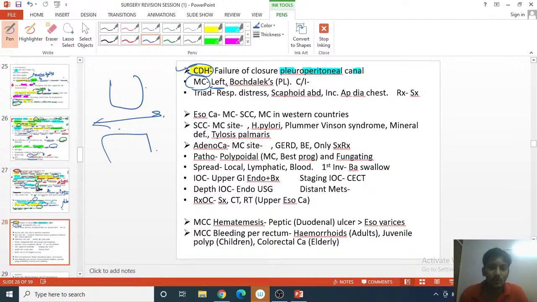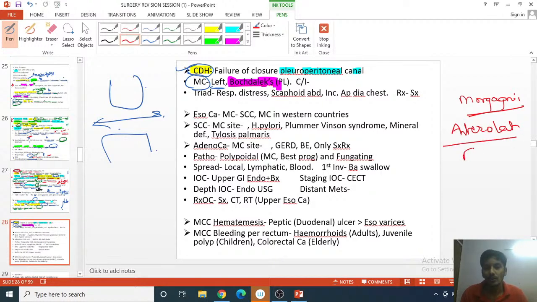And अगर left side पे होगा posterolaterally, then that is known as your Bochdalek hernia. Okay, most commonly on the left side posterolaterally it is known as Bochdalek hernia. And दूसरा type कौन सा होता है? Morgagni's hernia. Morgagni's hernia कहाँ होगा? Anterolaterally होगा. Okay, so it is anterolaterally on the right side. So remember, अगर anterolaterally right side पे है it is Morgagni, posterolaterally left side पे है it is Bochdalek, and Bochdalek is more common type of CDH.